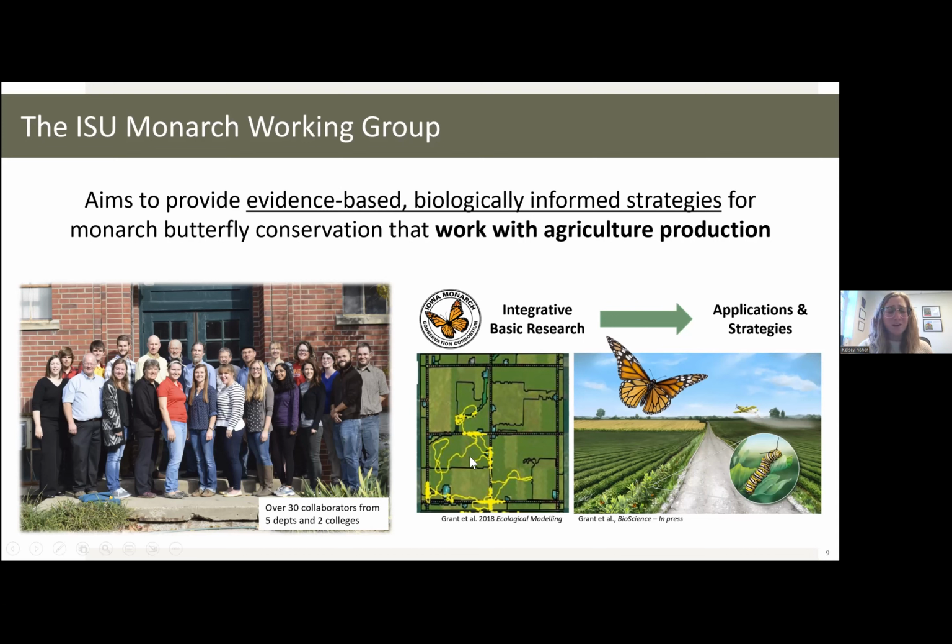So this group of over 30 collaborators from lots of different backgrounds come together, and we perform lots of different basic research projects. Our research projects inform other research projects, and we go back and forth to try and come up with some applications and strategies that would be useful for farmers in Iowa. So helping the farmers and helping the butterflies.